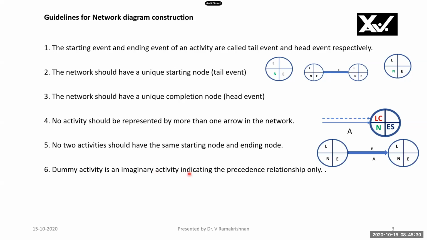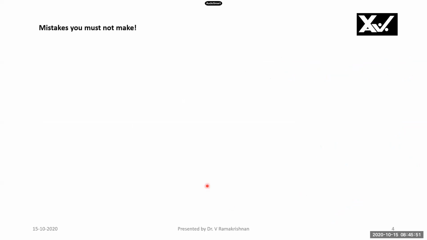Dummy activity is an imaginary activity indicating the precedence relationship only. Please note that the dummy activity I have shown here is only to show the relationship between C, A and B. A and B are combined predecessors to activity C. C should start only after A and B are completed. Therefore, I used a dummy activity. It has got no time duration.